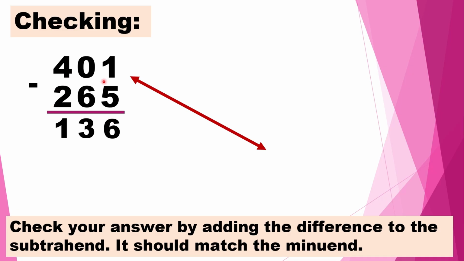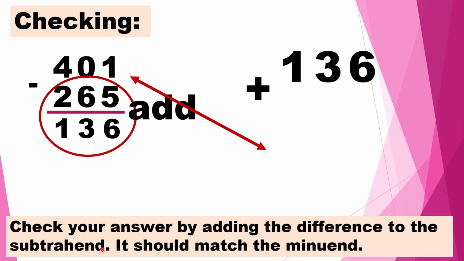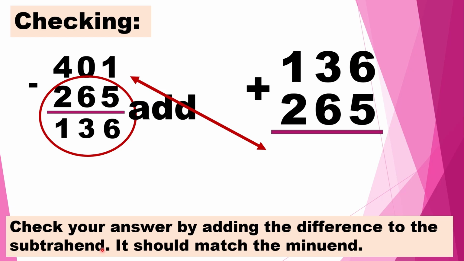Okay, now it's time to check our answer if 136 is correct. Again, check your answer by adding the difference to the subtrahend. It should match the minuend. Okay, so we add 265 and 136. So 136, which is the difference, plus the subtrahend 265.